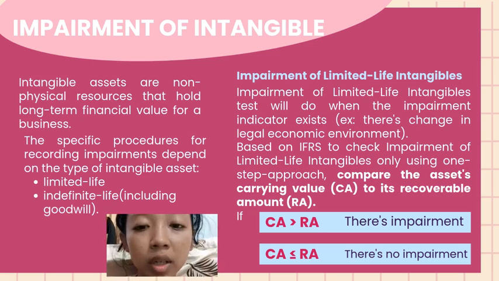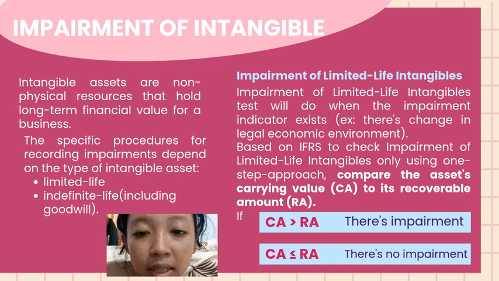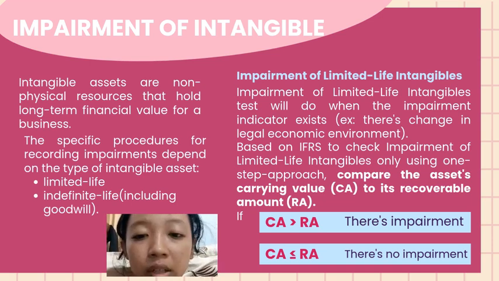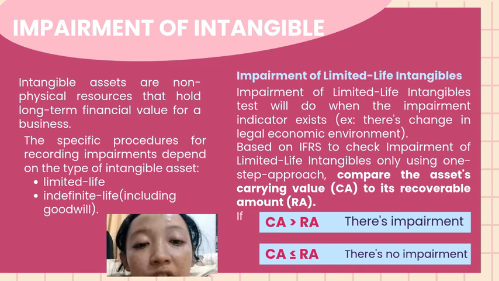Here I will explain about the impairment of intangible assets. Intangible assets are non-physical resources that hold long-term financial value for a business. For impairment of intangible assets, there are two types of specific procedure, depending on the type of intangible asset. The first one is limited life, and the second one is indefinite life.